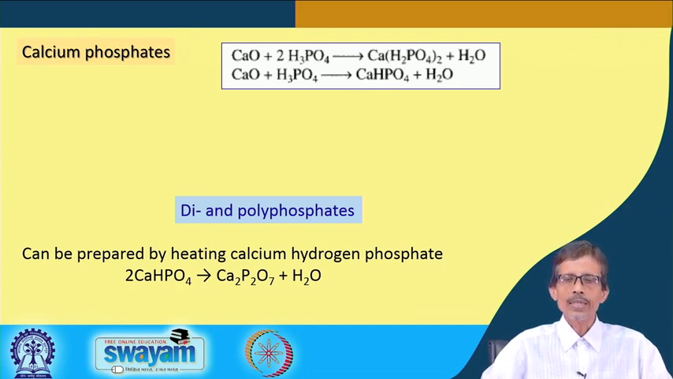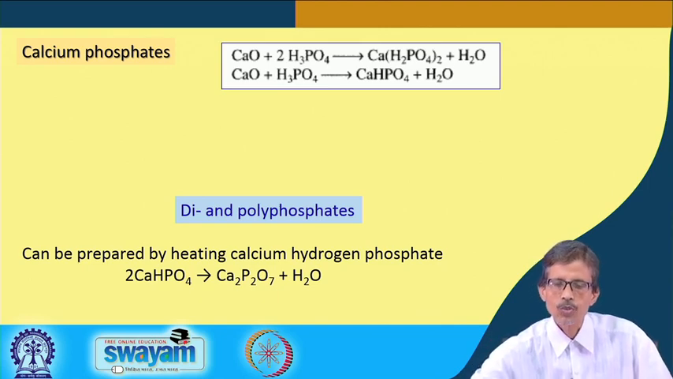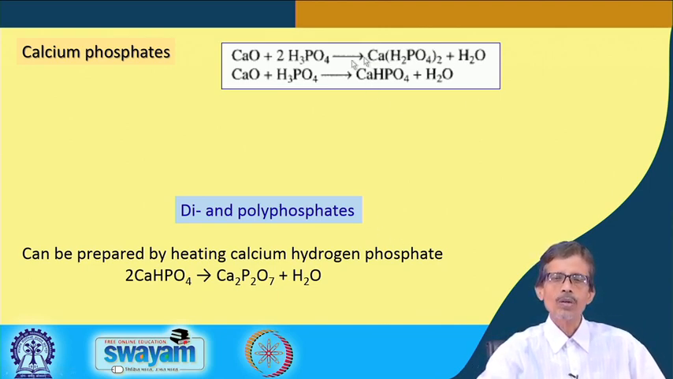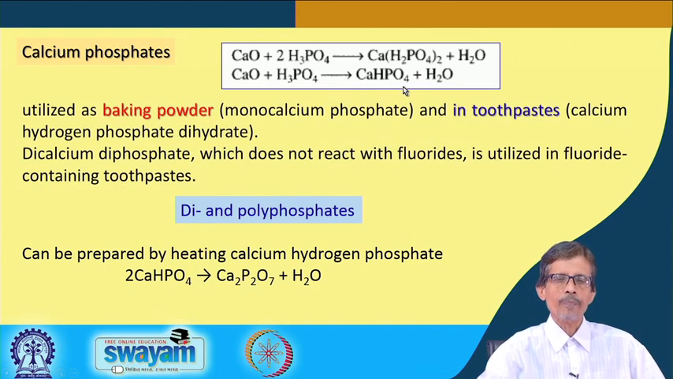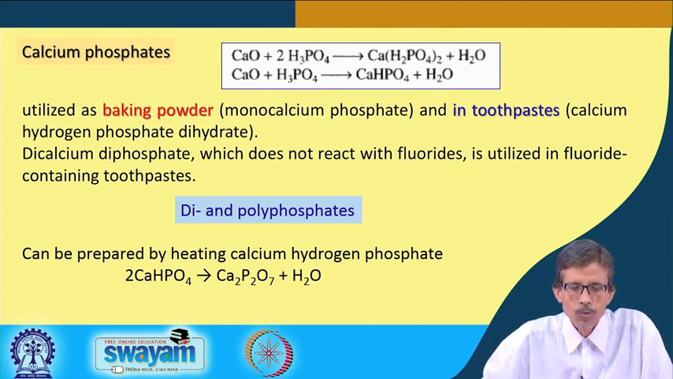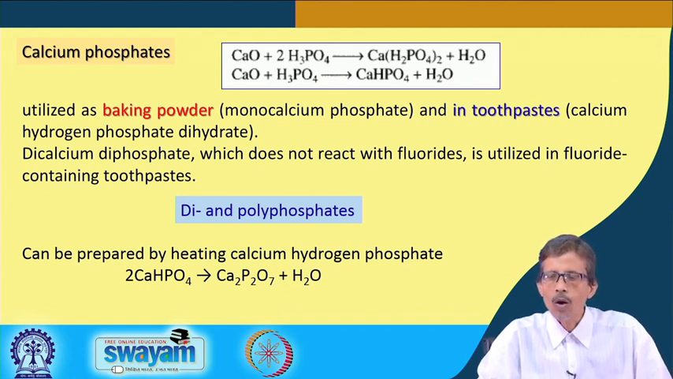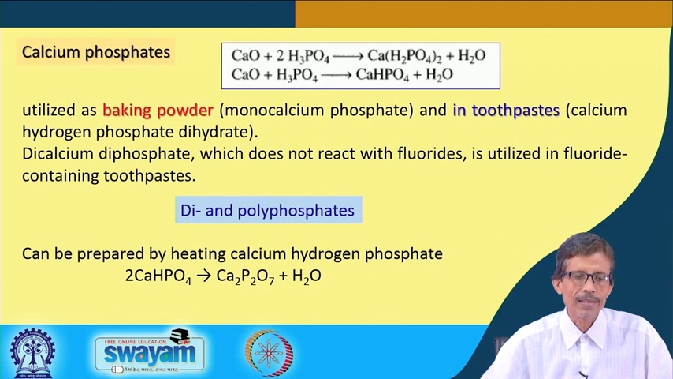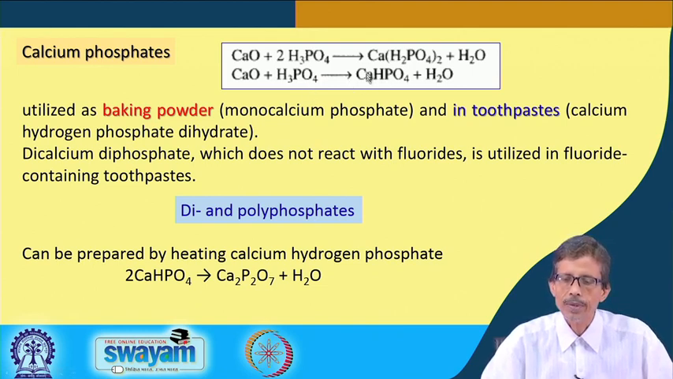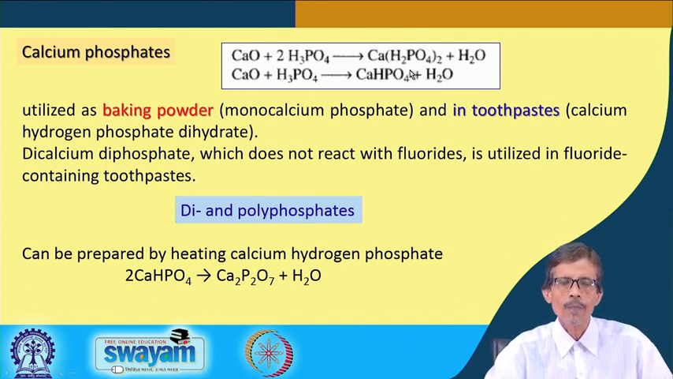When that calcium oxide is directly utilized for its reaction with phosphoric acid, we can get the calcium salt, typically Ca(H2PO4)2, or a 1:1 reaction will give you calcium hydrogen phosphate in our hand. This particular calcium phosphate, like our tetrapotassium diphosphate salt, is useful in the form of baking powder, because one of the constituents of baking powder is monocalcium phosphate, or CaHPO4, and also in toothpaste. In toothpaste we also use calcium hydrogen phosphate dihydrate. So, calcium hydrogen phosphate and its dihydrate, like that of our gypsum.